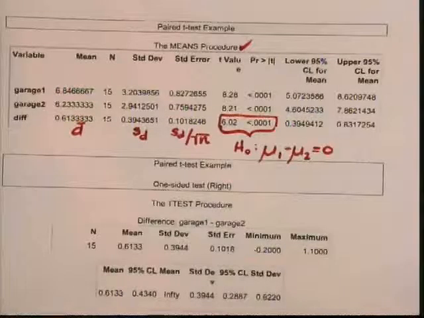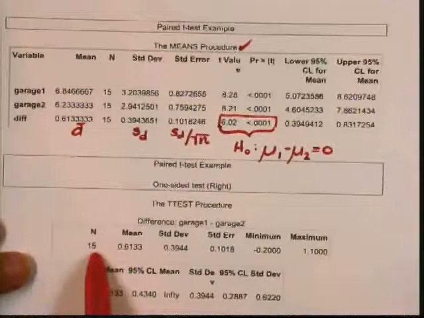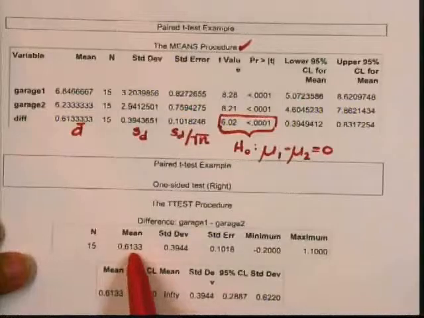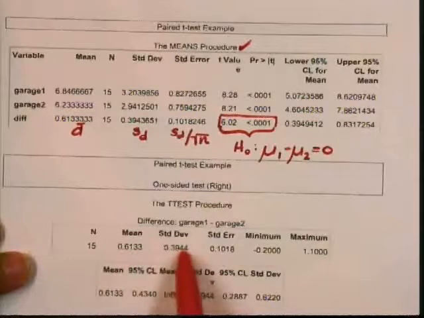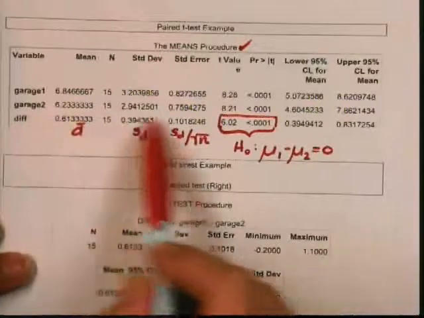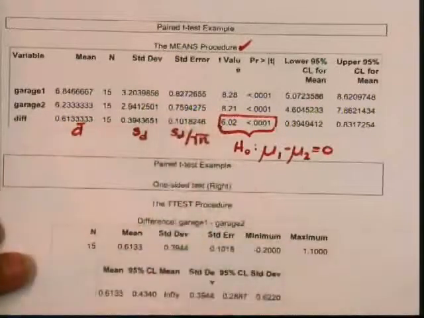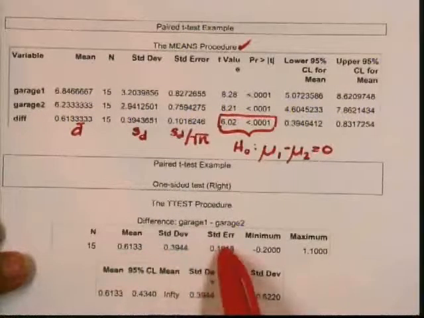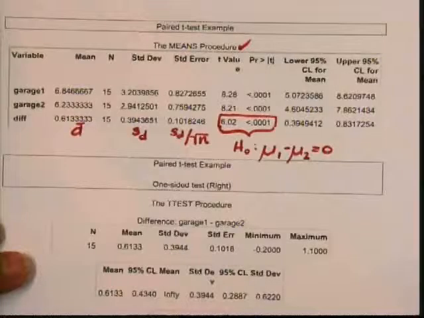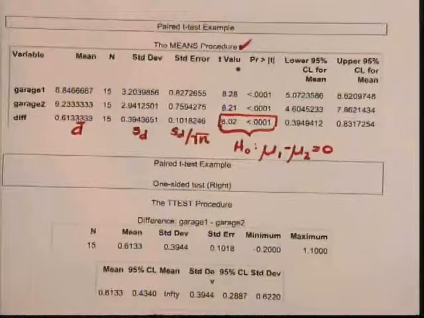Okay, so I still have here the number of differences, the mean difference, standard deviation. Notice this information here matches the difference that I hard-coded in there, the garage 1 minus garage 2, that diff variable. All right, and so I get that same information. I get the confidence interval for the mean. It says the confidence limit for the mean goes from 0.43 to infinity. Okay, all we want is the confidence lower bound.